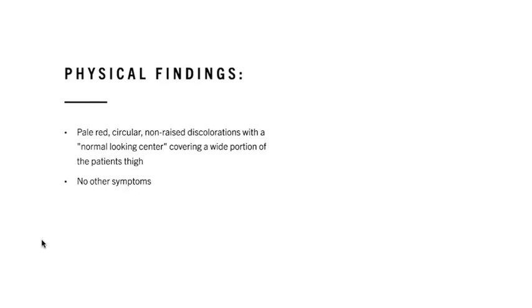Upon physical examination of the patient, the doctor did find that she had a circular pale red rash, non-raised, smooth discolorations with a normal looking center on a large portion of her thigh. At this point, after examining the rash, the doctor asked Meg if she had been experiencing any joint pain or headaches. She had no fever or any other symptoms besides her rash.